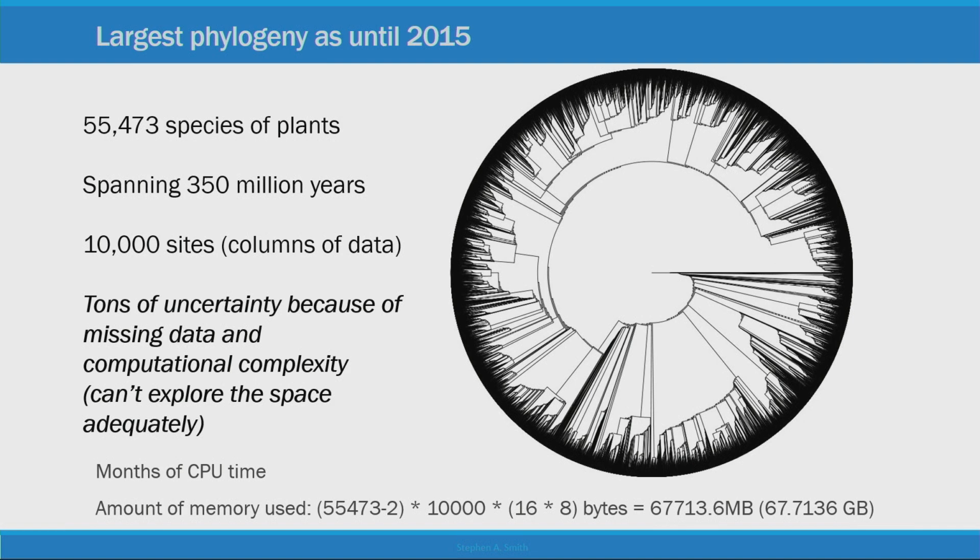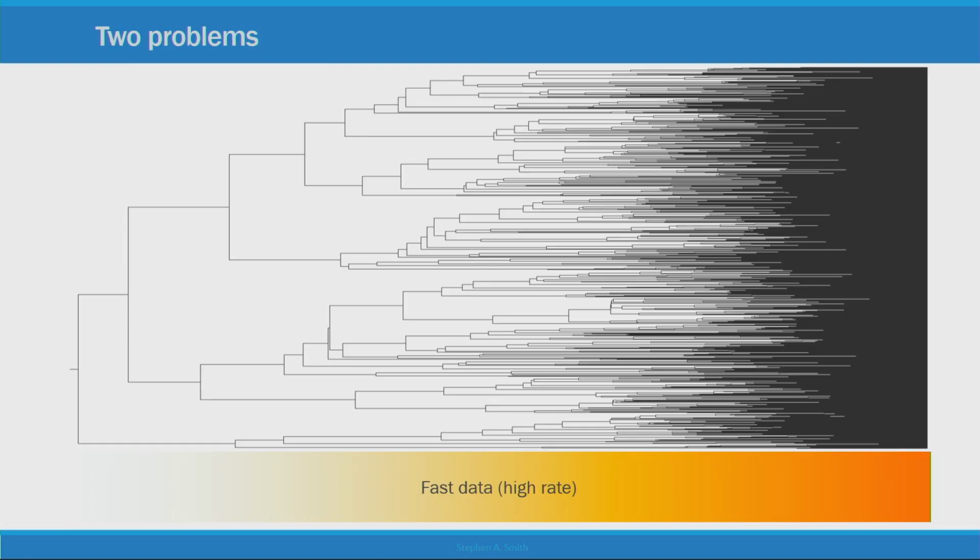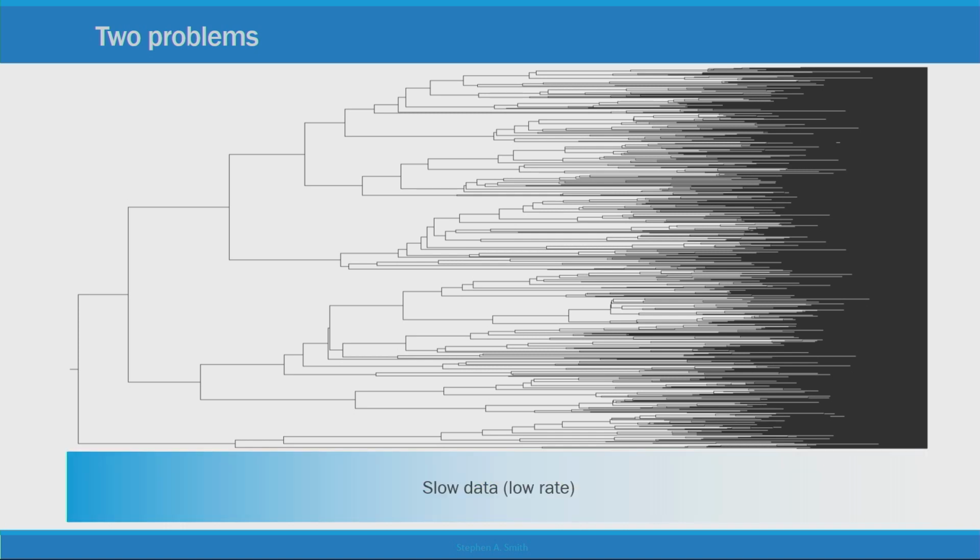Now, to construct this, it took months of CPU time, and we can calculate the amount of memory it required, basically about 67 gigabytes of memory. That's just for the basic program that we use. So we have a few fundamental problems here. One, we need to construct a data set that allows us to get fast evolutionary rates so we can reconstruct the tips there. But then we also need things that are of low rate so we can reconstruct the base of the tree. So we kind of need to span this whole tree with both fast and slow rates.